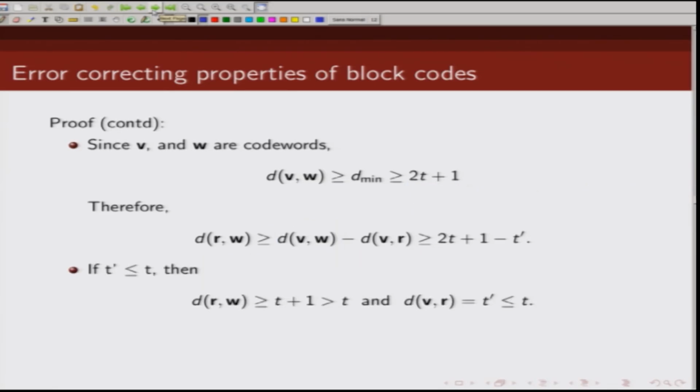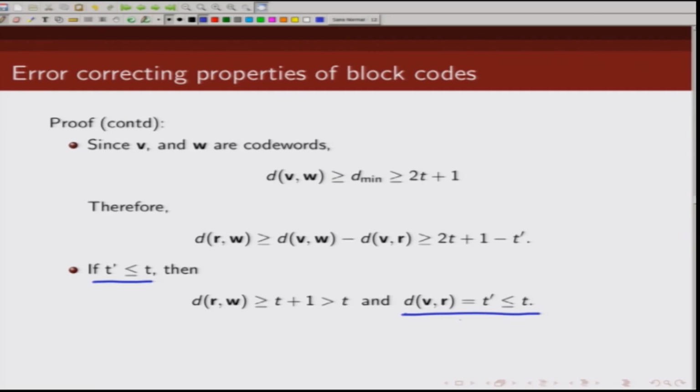Now, as long as the weight of the error pattern is less than or equal to t, you can plug that value of t here, and what we will get is that the Hamming distance between r and w is greater than or equal to t plus 1, which is greater than t, whereas the Hamming distance between the transmitted code word and the received code word is t dash, which is less than or equal to t.